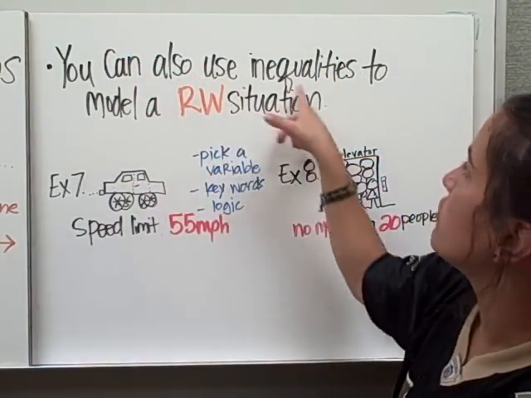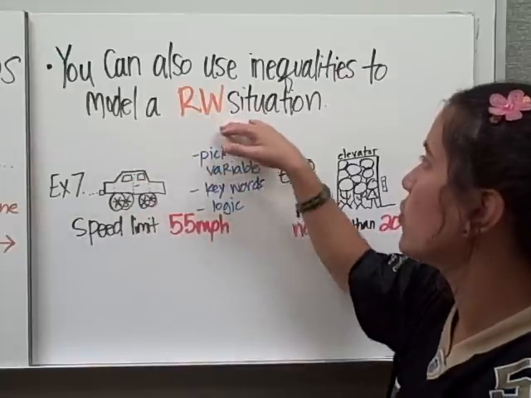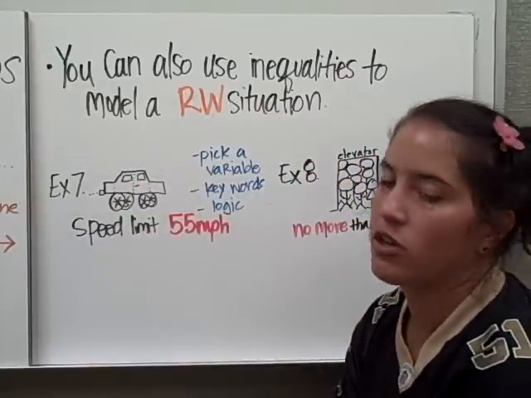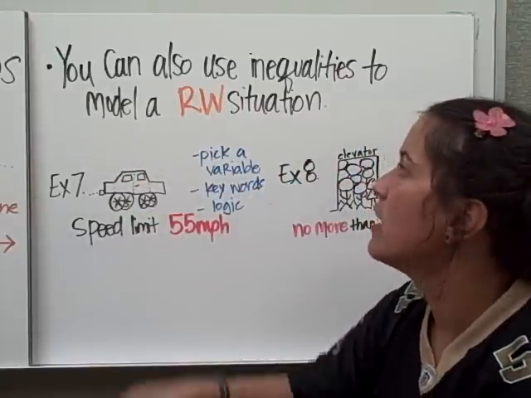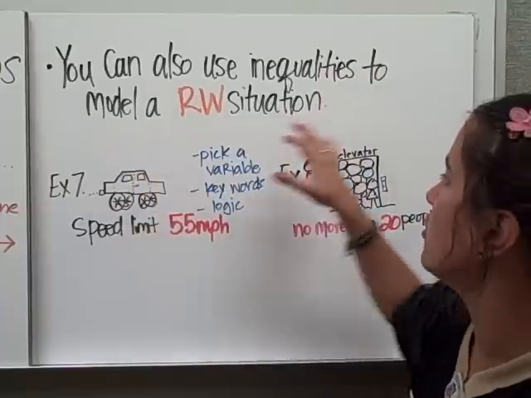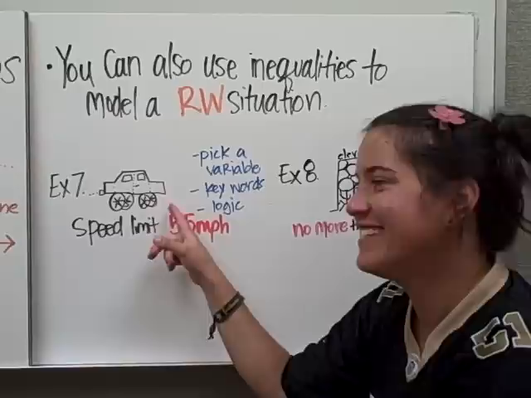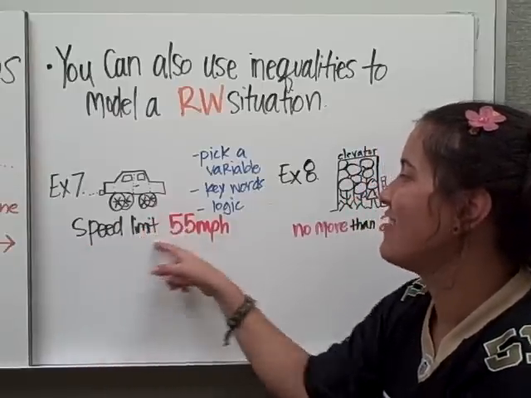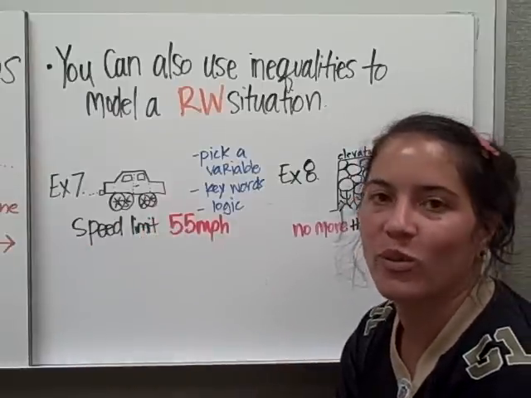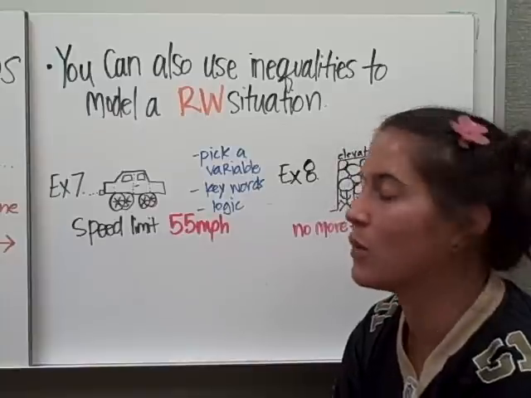You can also use inequalities to model real world situations, because we always do real world situations. I've got 2 examples to go over with you. Do you like my little car? If you're driving down the street and the speed limit is 55 miles per hour, let's talk about how that looks as an inequality.